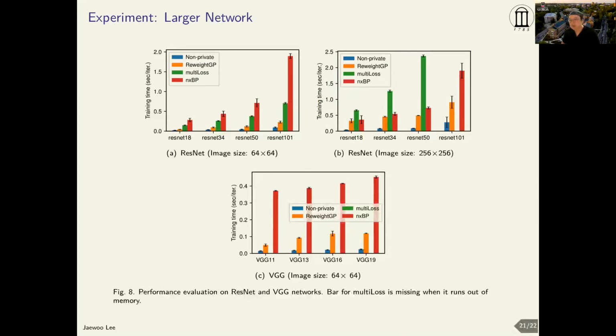Here we present the performance comparison on larger networks, for example, ResNet and VGG network. We note that for larger input image sizes, the existing method, for example, the multi-loss method, fails to run on ResNet 101. Since the VGG network requires a huge amount of memory, the multi-loss method also fails to run on this neural network architecture.